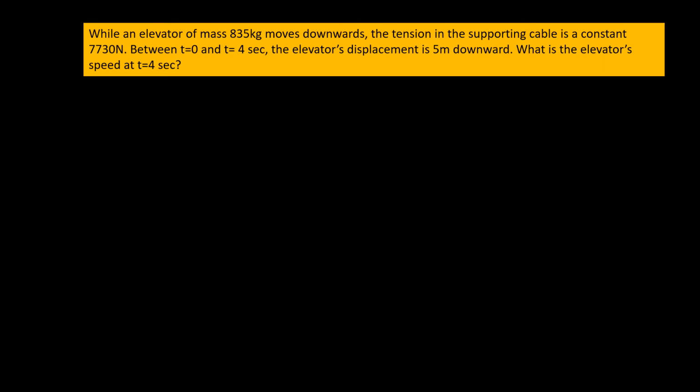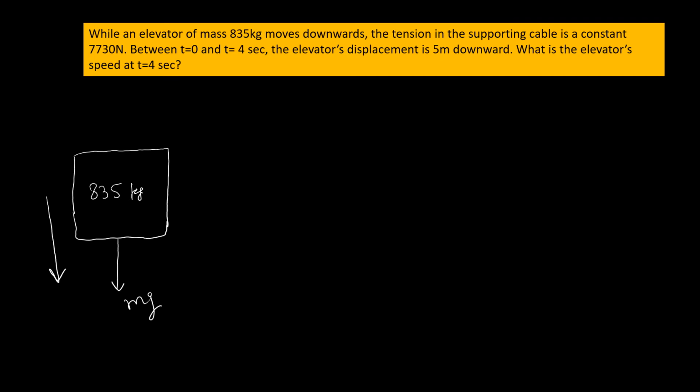So in this problem, we have this elevator, and this elevator is given to us. Its mass is 835 kilograms. This is moving downwards. So we have been given the motion of this elevator. If this is the mass, then mg, the weight of this elevator, will be acting downwards, and the tension in the cable will be acting in the upward direction, and this tension is given to us.